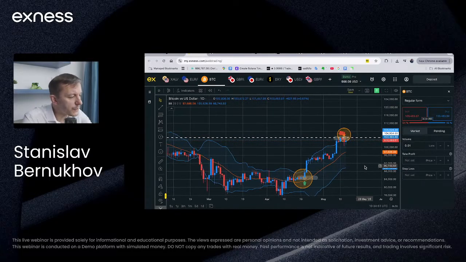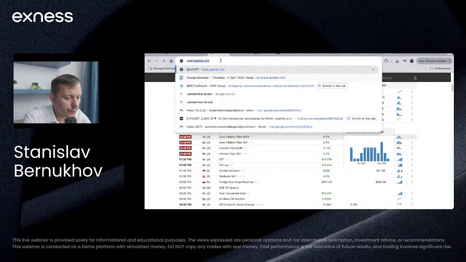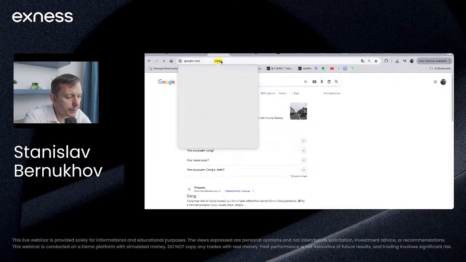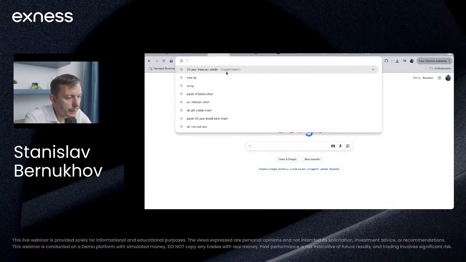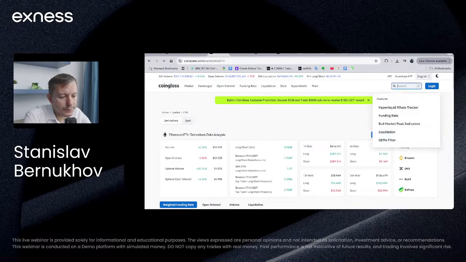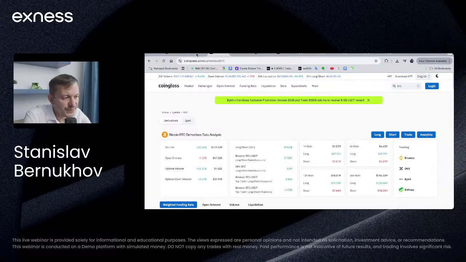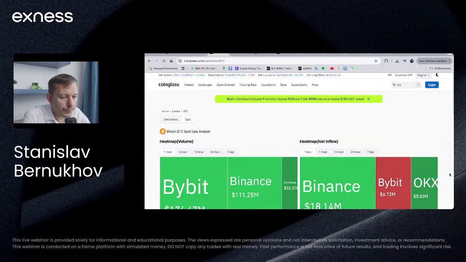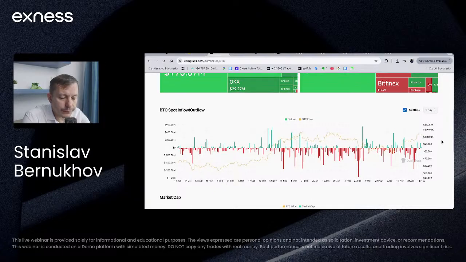So for that purpose, if you want to analyze Bitcoin, for example, the best source you can go to is CoinGlass. I think that's a very good website because it aggregates a lot of interesting information. For cryptocurrencies, if we go to spot for Bitcoin, the first thing I want to see is the inflows to the exchanges.